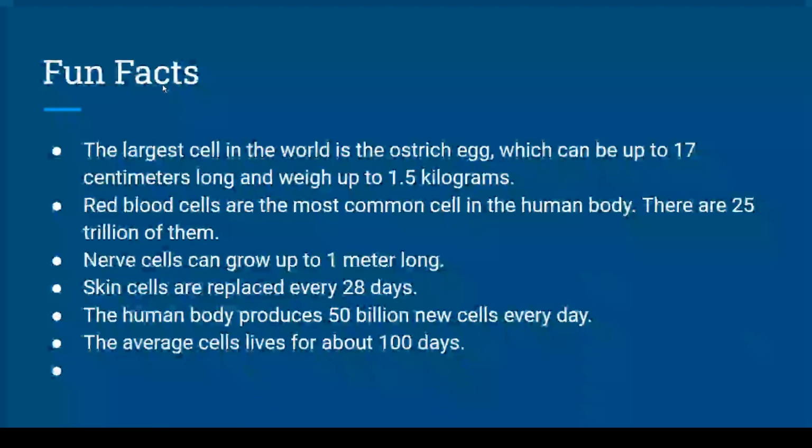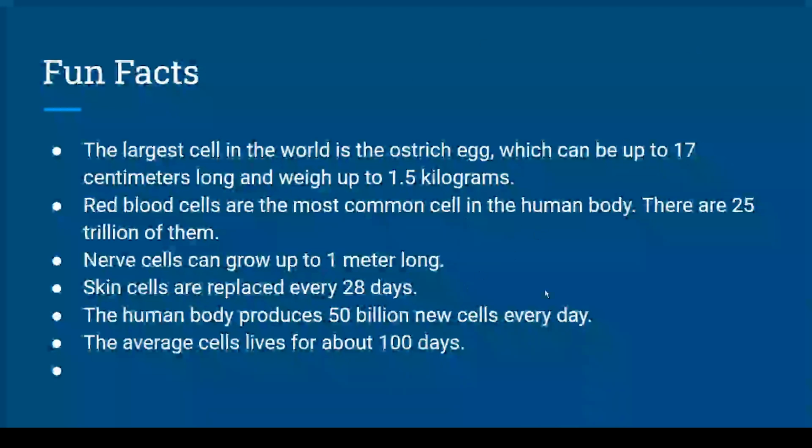Let's see. Okay, last slide. The fun facts. The largest cell in the entire world is the ostrich egg. This egg can be up to 17 centimeters long and weigh up to 1.5 kilograms. For contrast, our cells are microscopic, and our human egg is about the size of a dot. If you use a pencil and place a dot on a piece of paper, that's basically how big the human egg is. So very small.